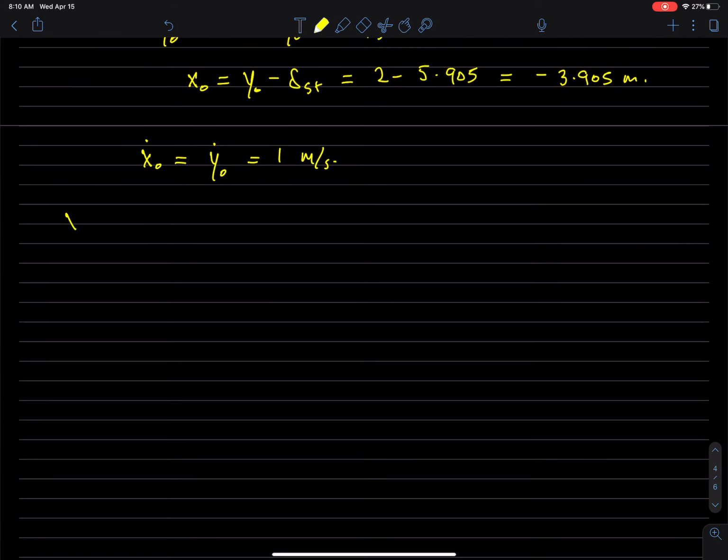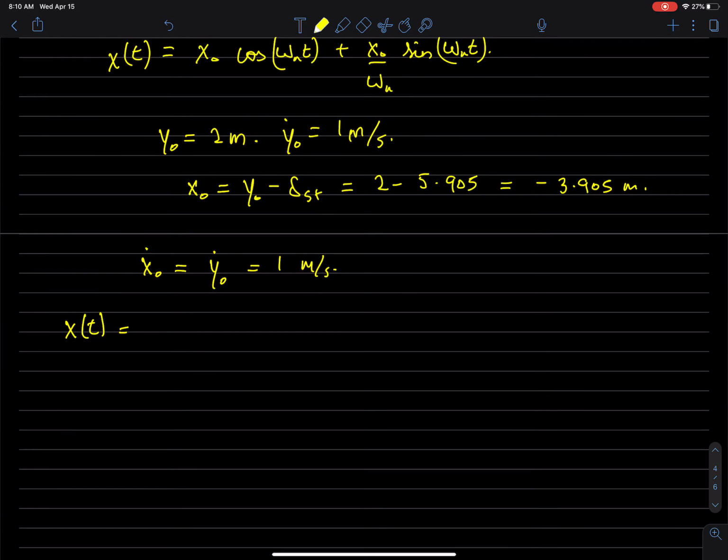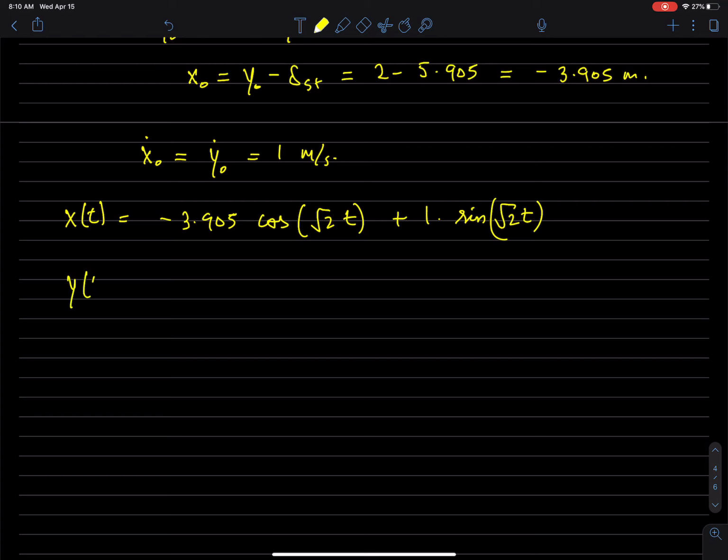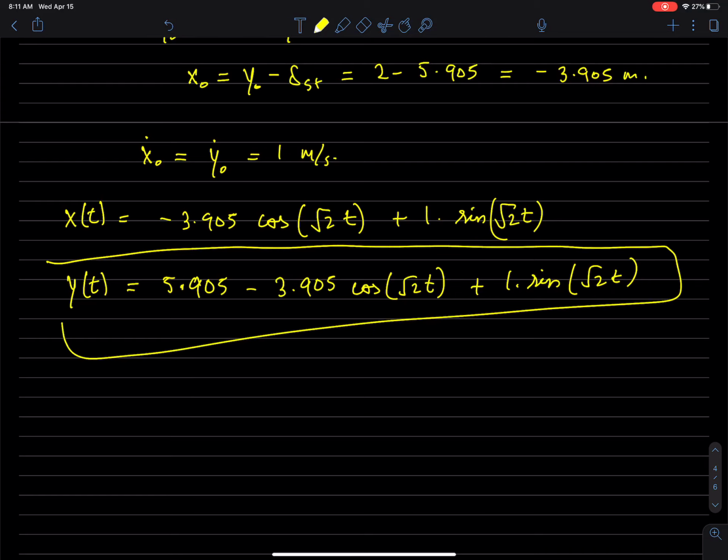So what we have is x of t, using just this formula, is minus 3.905 cosine square root of 2 t plus 1 sine square root of 2 t. That's x of t, and then y of t is this quantity plus the static equilibrium position, which is 5.905 minus 3.905 cosine square root of 2 t plus 1 sine square root of 2 t. So that's actually going to be the motion.